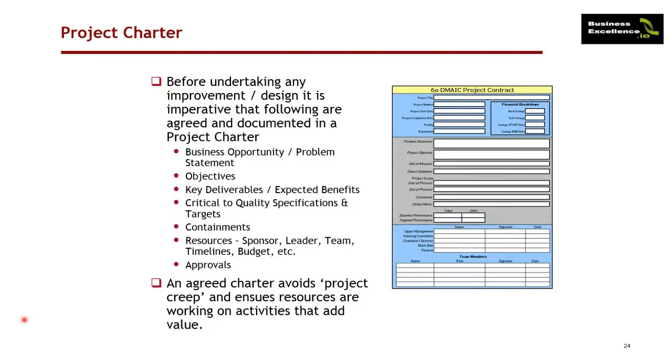A lot of this activity is usually documented in what's known as a project charter. Within a project charter, it defines firstly what's the business opportunity and the problem statement. So what specific sentence do we use to describe currently what's actually wrong? What are our objectives? What are the key deliverables? And what are the expected benefits after we implement the improvement? What are the specifications that are actually critical to the quality as defined by the customer? What containments have we considered? What resources do we need?